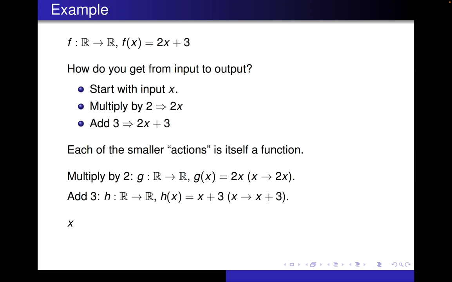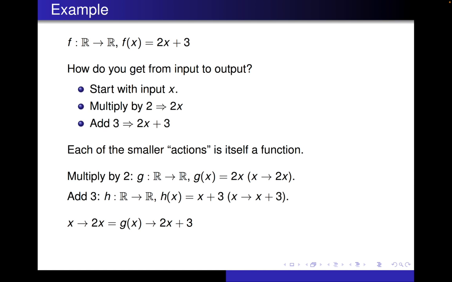So if you want to look at how f works, you start with x. The first thing you do is multiply by 2, and then you add 3. By the way, that 2x is going to be g of x. And then the next action you do to that 2x is add 3 to it. But you don't do the add 3 function to x. You do the add 3 function to 2x. So instead of x being the input to your h function, your input is going to be 2x. So you're going to get 2x plus 3.